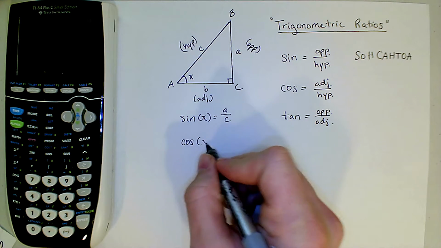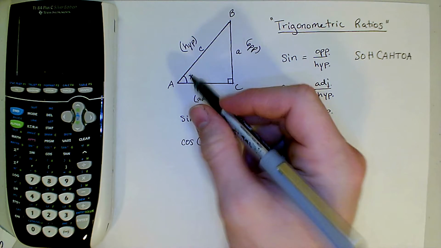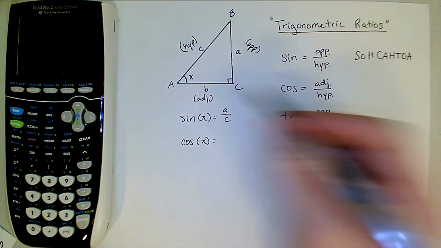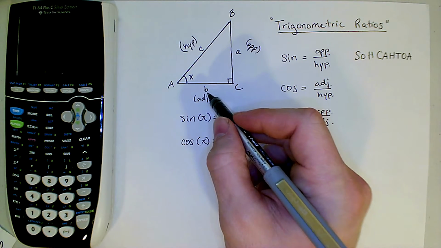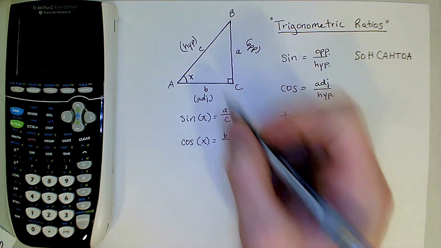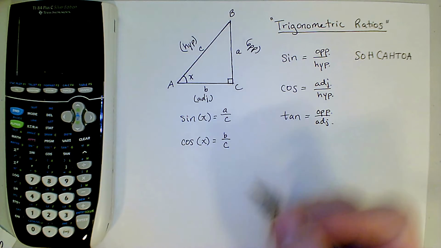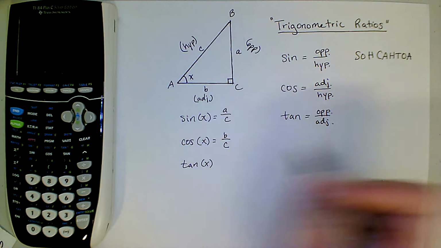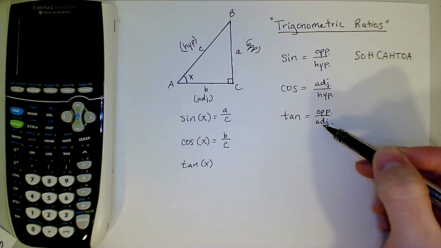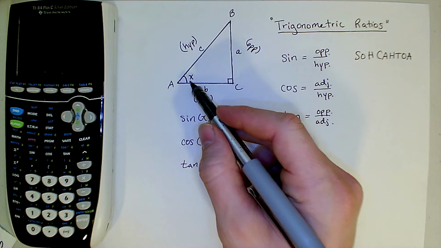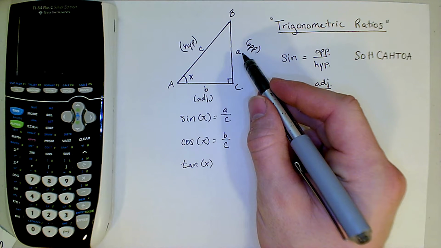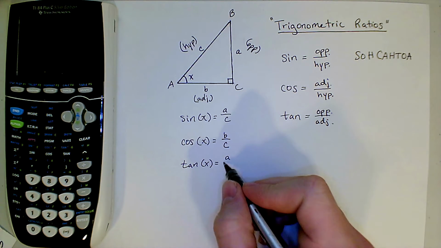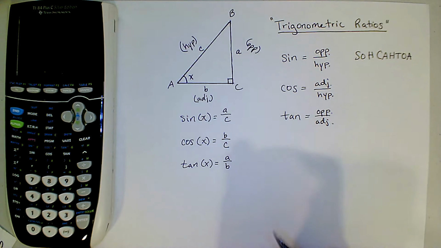Cosine of x would be the adjacent side over the hypotenuse. So I need to look at the adjacent side to x, which would be B over the hypotenuse, which is C. And then tan of x would be opposite over adjacent. So I'm going to look for the opposite side of x, which would be A, and then the adjacent side, which would be B. So in this case, the ratio would be A over B.